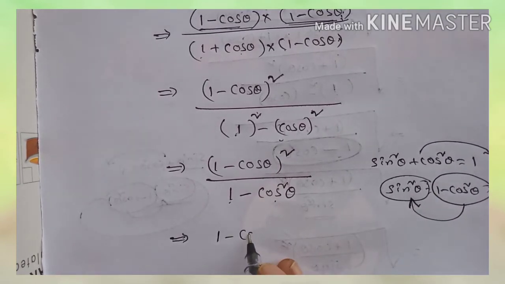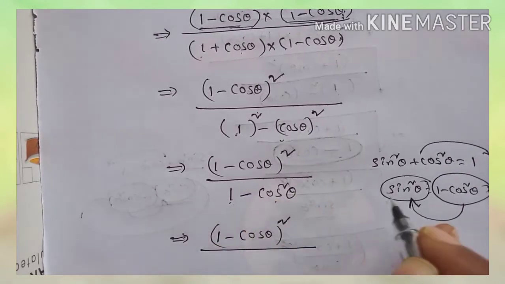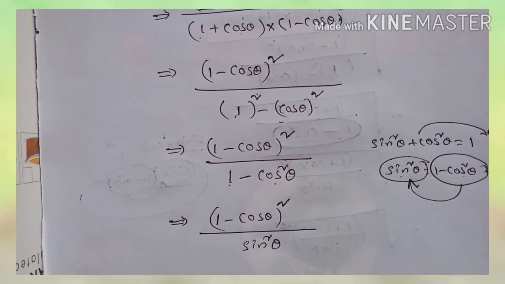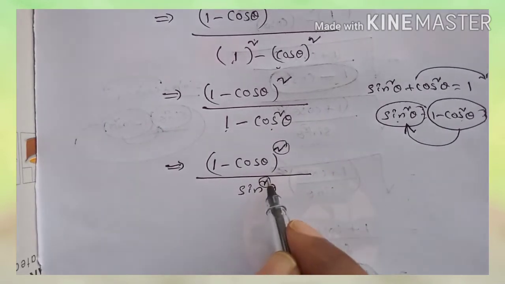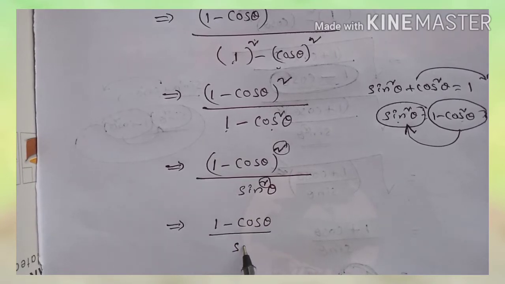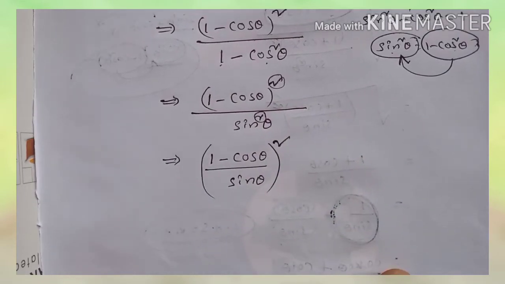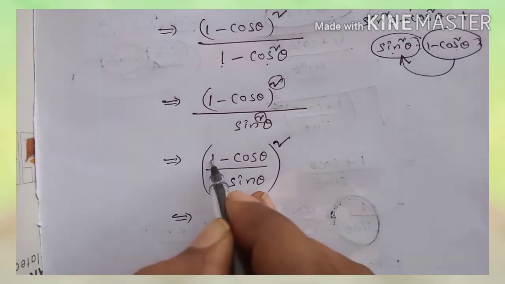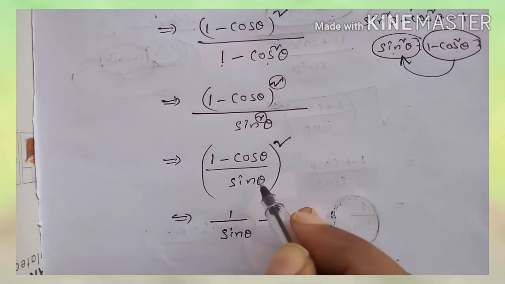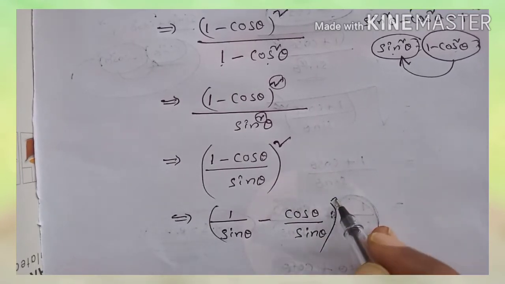So (1 minus cos theta) whole square by (1 minus cos square theta), the denominator we can substitute as sin square theta. The numerator has a square and the denominator also has a square, so we can write the whole thing as (1 minus cos theta by sin theta) whole square. For both terms we are writing the whole square. Now the first term is 1 by sin theta, minus the second term, cos theta by sin theta, whole square.